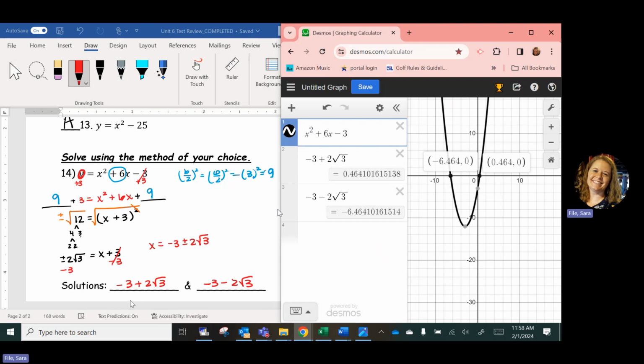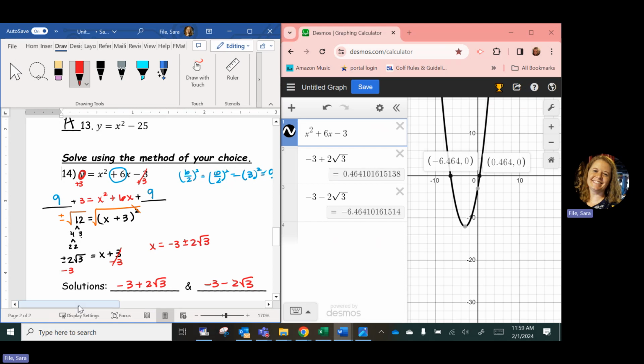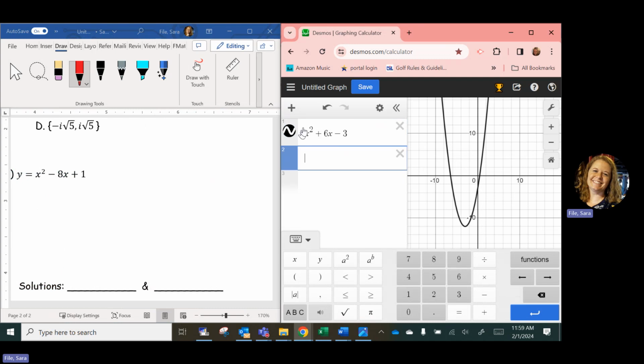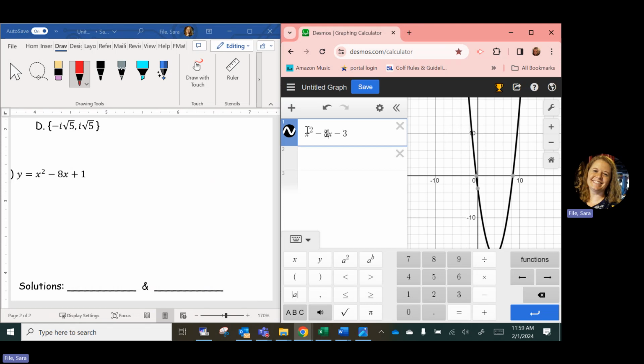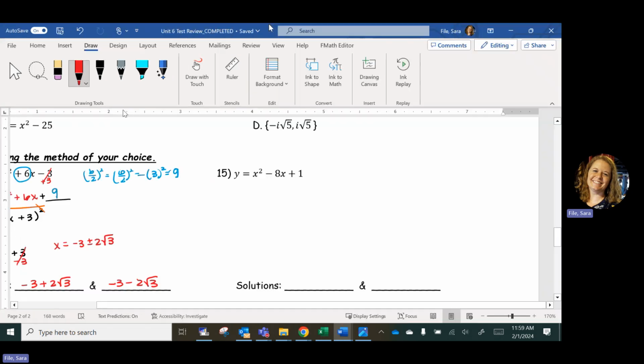All right, on 15, it says solve using your method of choice. So let's check this one out in the calculator. X squared minus 8x. Decimals again. All right, so we do have to figure this one out. So since I just did completing the square for 14, I'm going to do quadratic formula for this one.